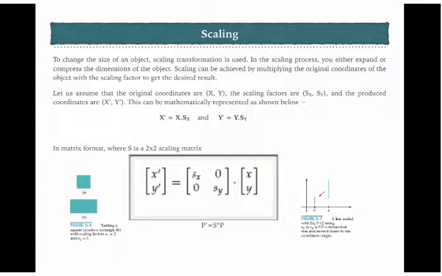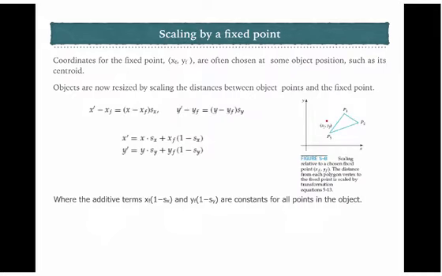In matrix format, you can write it as x dash y dash is equal to sx 0, 0 sy, a two-dimensional matrix, into x and y. And as the equation is given below, p dash is the new coordinates of the point, s is a scaling factor, which is multiplied by the original coordinate P.